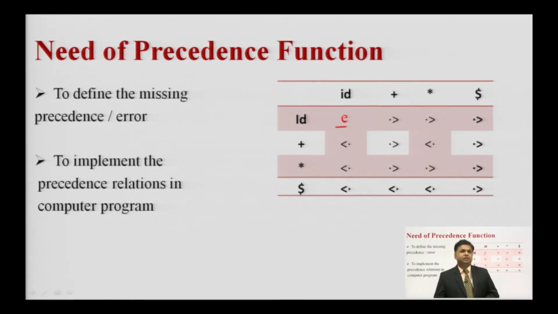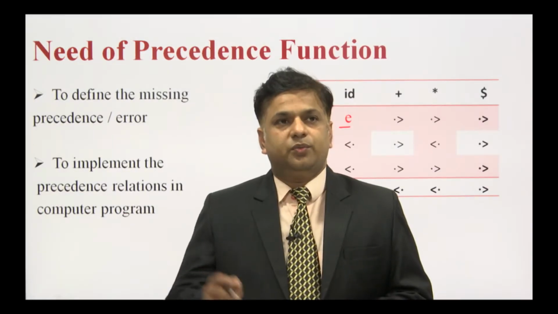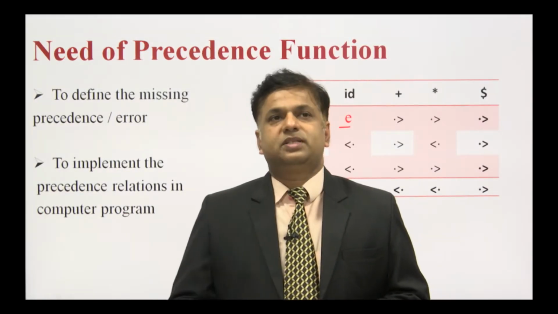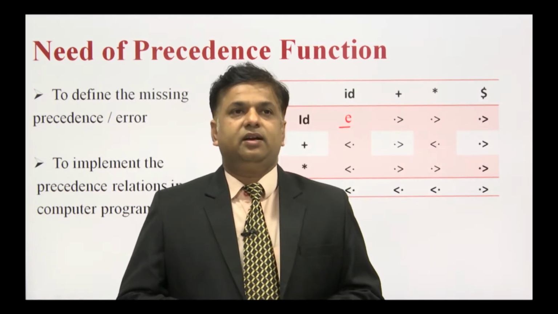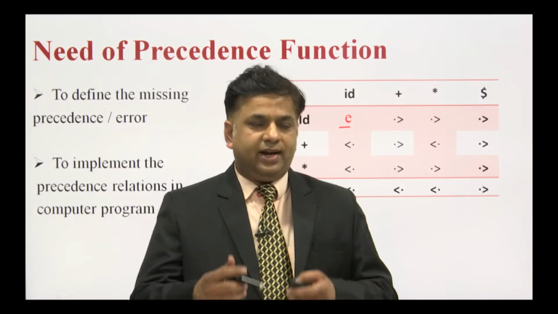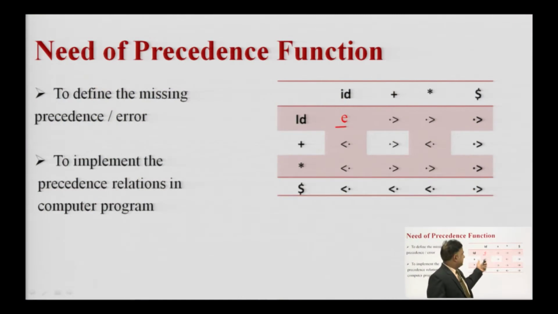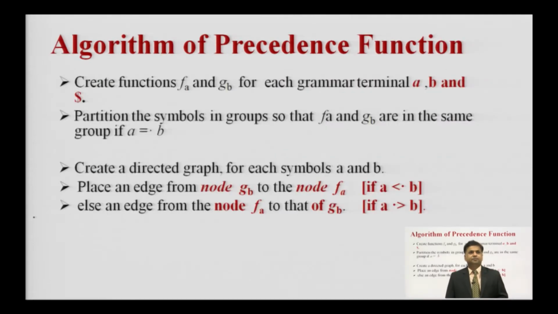In the precedence function, we can find the missing precedence or errors. Second thing, it was difficult to implement the precedence table into a computer program. So, we can implement this precedence function easily in a computer program, because we will find the relation between the terminals in the form of numerical values. So, let us see how we can find the precedence function for a precedence table.